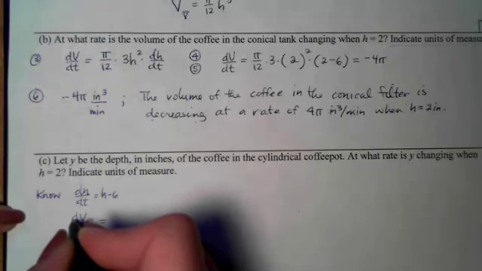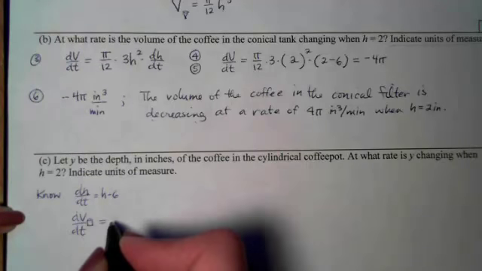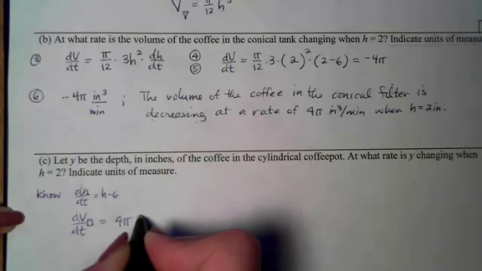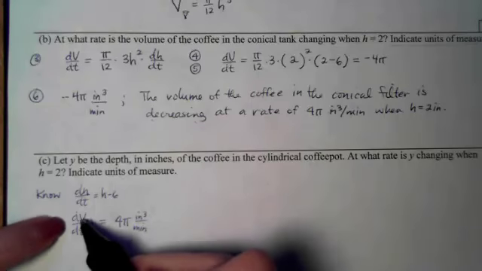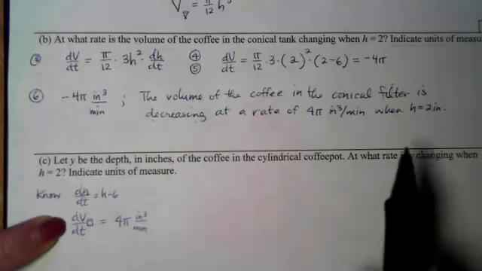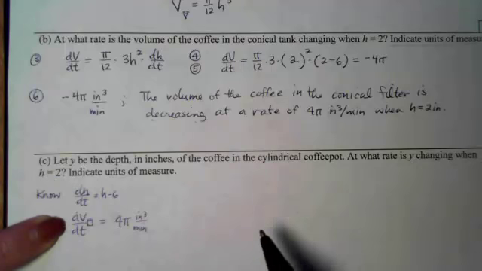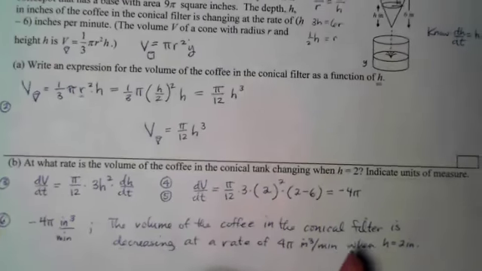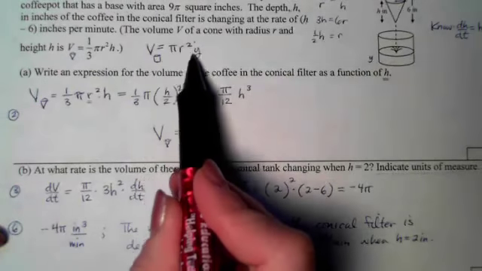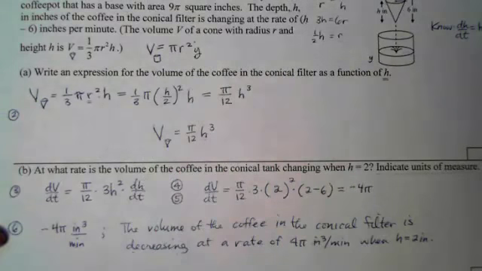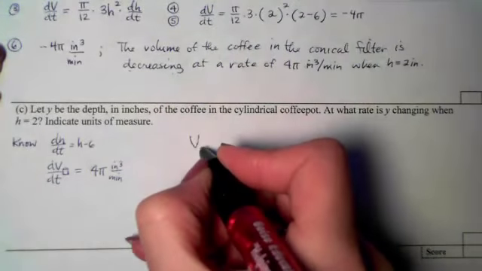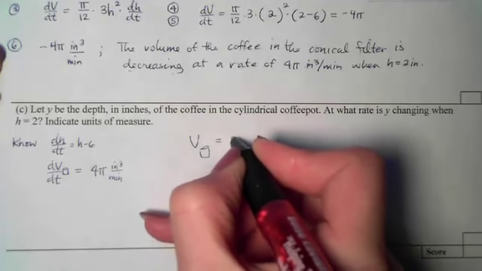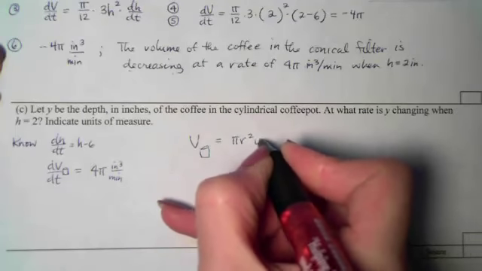So we can write that the volume's rate for the cylindrical container will be a positive 4π inches cubed per minute. So that means now we can just relate the volume of the cylinder to the depth of the cylinder, and that's going to be a lot easier. We knew up here that the volume of a cylinder is πr²y. So down at the bottom, I could write the volume of the cylinder is πr²y.